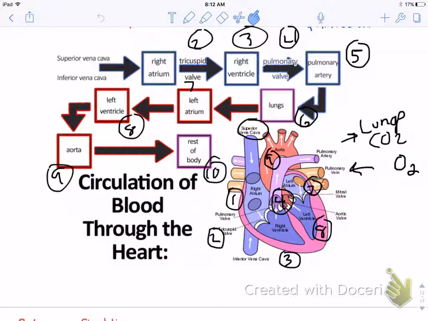This pathway is one that you're going to want to practice and try to learn. So it's helpful if you can label the parts of the heart and then show the pathway of blood through the heart. All the first parts, 1 through 5, are going to be deoxygenated blood. After the blood enters the lungs, 7 through 10 is going to be oxygenated blood. So practice with a partner the pathway of blood through the heart.